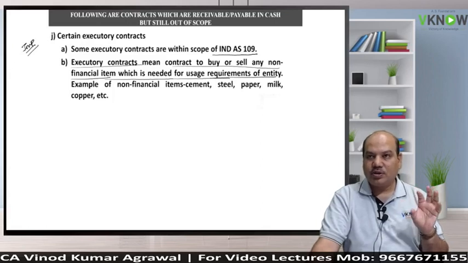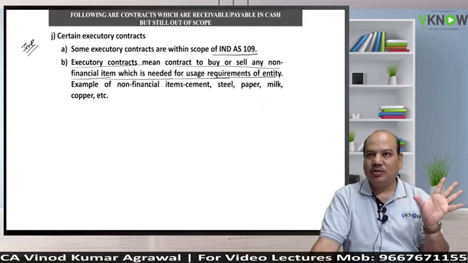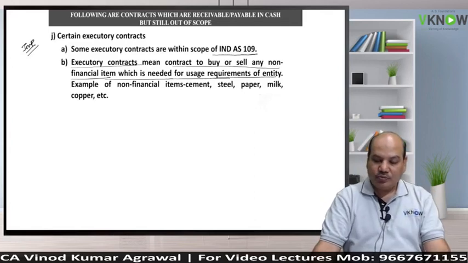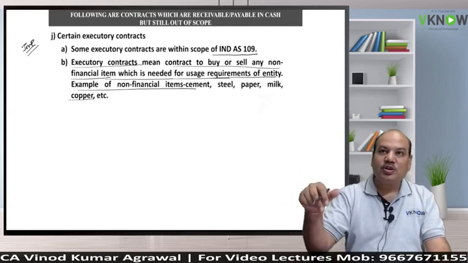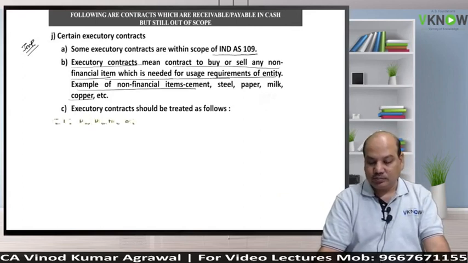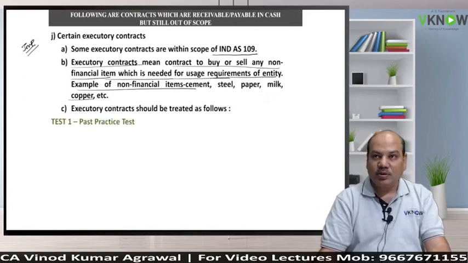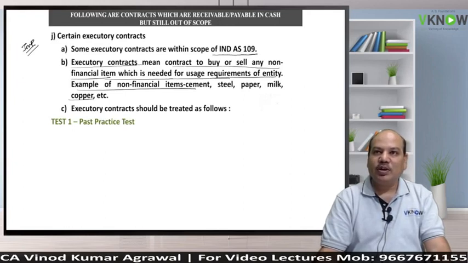The standard says if you have entered into a contract to buy a non-financial asset like steel, milk, paper, wheat, cement, copper, for your business usage requirement, then the standard is not applicable. But suppose I have entered into a future wheat contract to make profit from that, then it is applicable, because then it is a derivative.